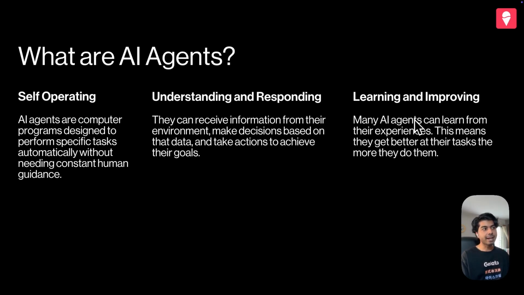Right. So first of all, what exactly are AI agents? AI agents are self-operating, which means that they don't really need much human intervention. They're able to perform whatever specific task they're given without needing much human intervention. Secondly, they understand and respond to things. Once they receive information, they're able to analyze that information in their environment, make decisions based on that, and take action to achieve their goals. And lastly, they keep learning and improving. The more tasks they do, the better they improve over time.